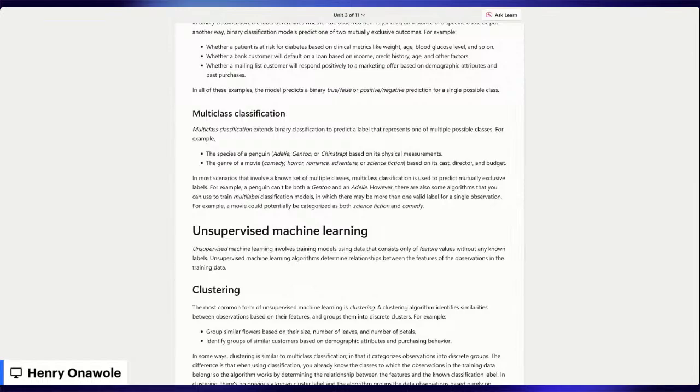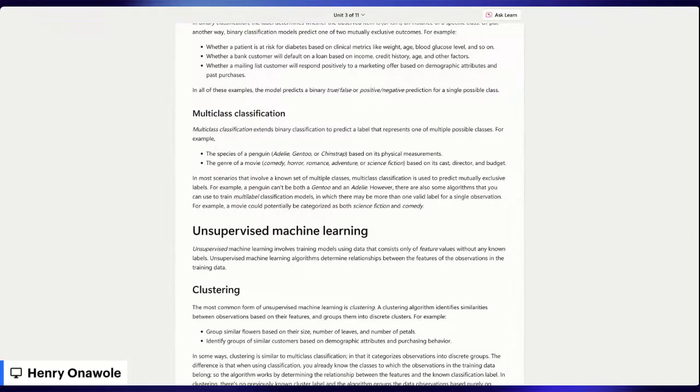Multi-class classification extends binary classification to predict a label that represents one of multiple possible classes. For example, the species of a pigeon based on its physical measurements, or the genre of a movie, which could be a comedy, horror, romance, adventure, or science fiction, based on its cast, director, and budget. In most scenarios that involve a known set of multiple classes, multi-class classification is used to predict mutually exclusive labels.